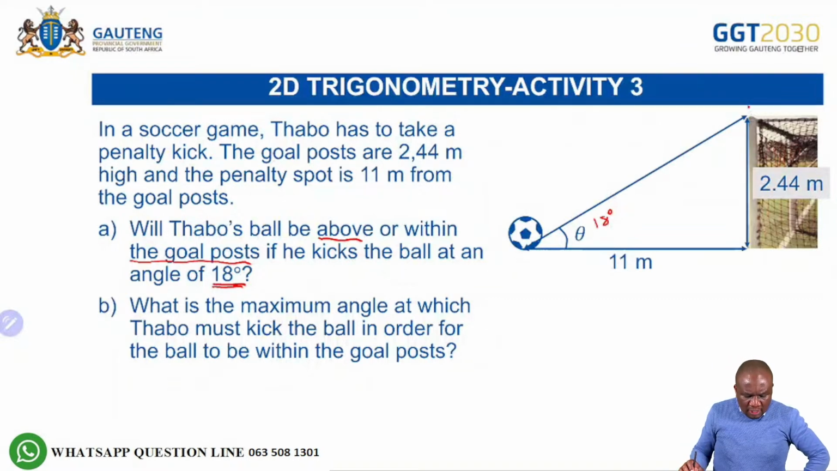That's A. And then B, what is the maximum angle at which Tabo must kick the ball in order for the ball to be within the goalpost?